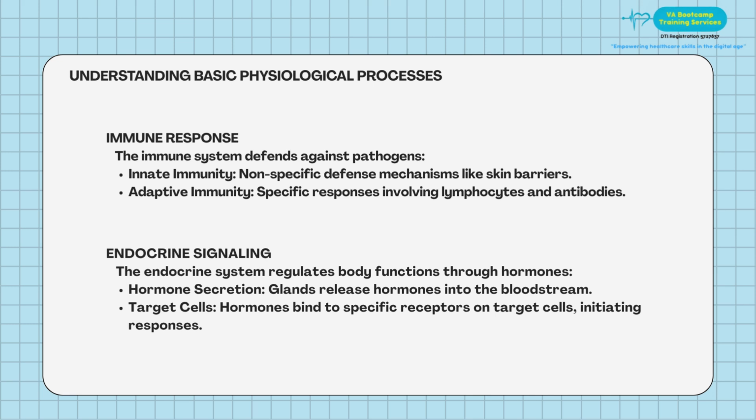Endocrine signaling. The endocrine system regulates body functions through hormones. Hormone secretion: glands release hormones into the bloodstream. Target cells: hormones bind to specific receptors on target cells, initiating responses.